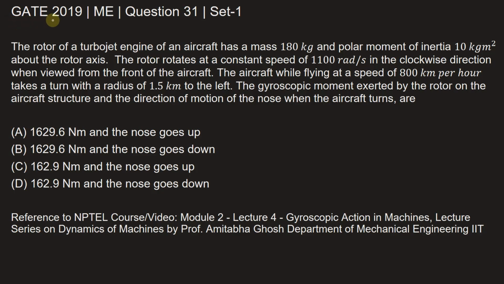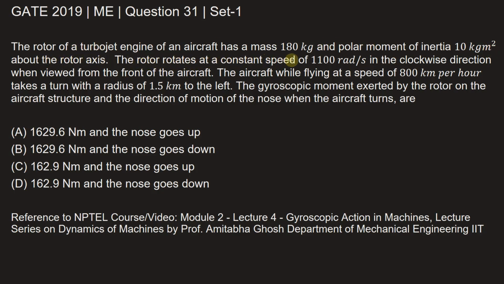This problem is from GATE Mechanical Engineering of 2019. This is question number 31 of set 1. The question is, the rotor of a turbojet engine of an aircraft has a mass of 180 kg and the polar moment of inertia is 10 kg meter square about the rotor axis.